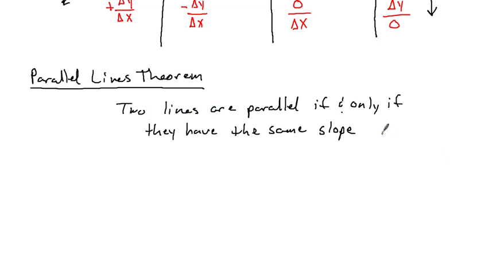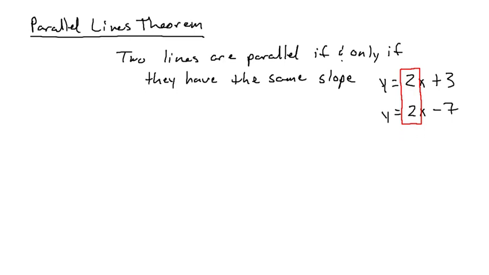So we're going to write down y equals 2x plus 3 and y equals 2x minus 7. And real quickly, we can see that they have the same slope, right? It's the same exact number. So these two lines are parallel. Okay, I just want to have a little example for you to look at.